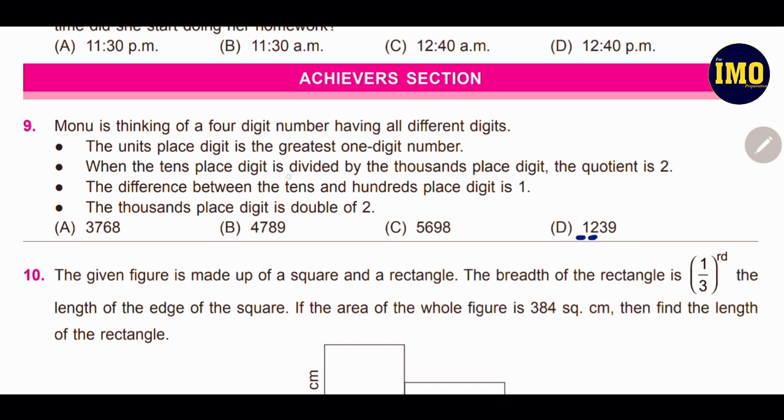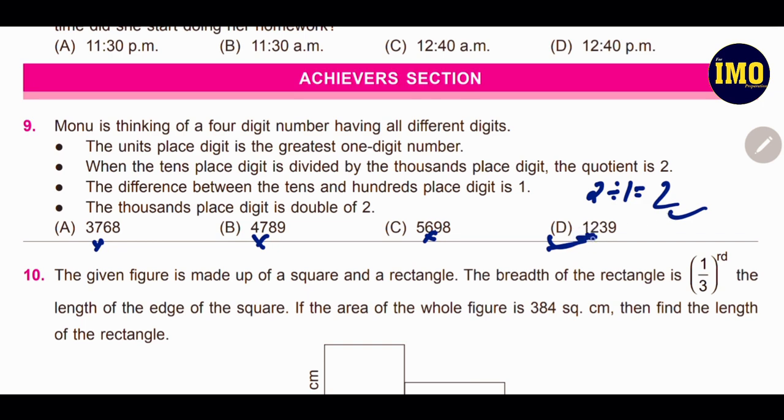When the tens place digit is divided by the thousand place digit, so 12 divided by 1, we have a quotient also 2. So this may happen. This is not happening. This is not happening. This is not happening. So our answer will be D. Because we need to find out the quotient is also 2.